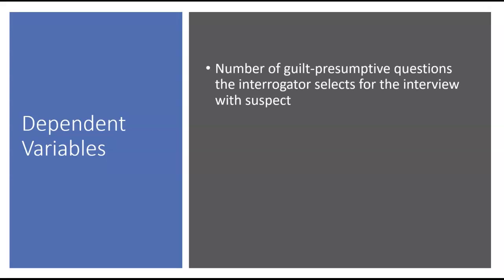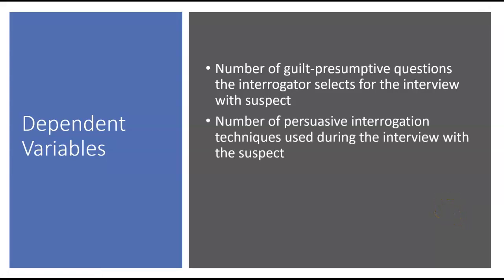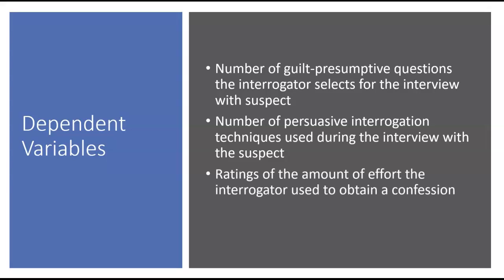The dependent variables, and this is where you have an observer who is counting the number of questions that they can categorize as presuming guilt. So for example, where were you when you stabbed him with the knife? I don't know if that's an actual thing that anyone said, but you get my drift. You also have the number of persuasive techniques that were used during the interview. So distinctive techniques, maybe trying to befriend the suspect versus trying to frighten the suspect.